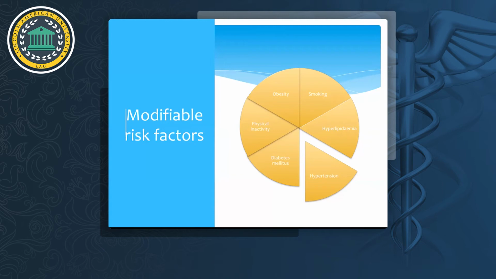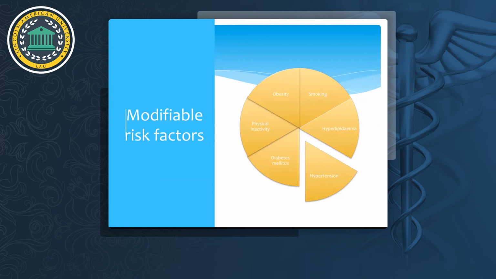Anyone? Pardon, sir? What are the modifiable risk factors? It's on your screen. Smoking. So the risk factor that we can change. Absolutely. So there are factors which we can change, like this, and factors like age, ethnicity, and sex, which we can't change. Absolutely, those are non-modifiable.